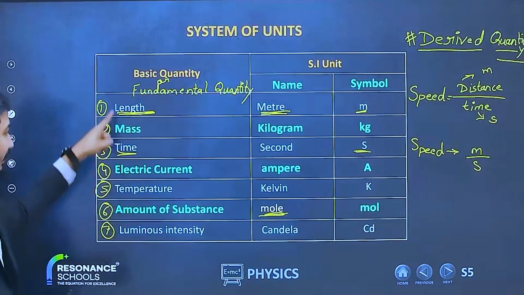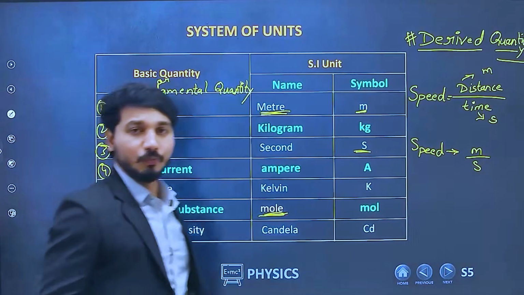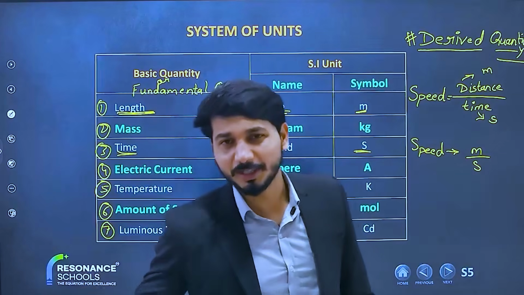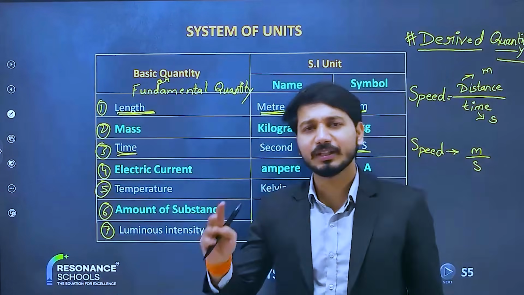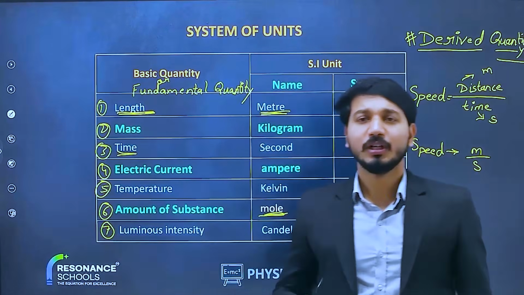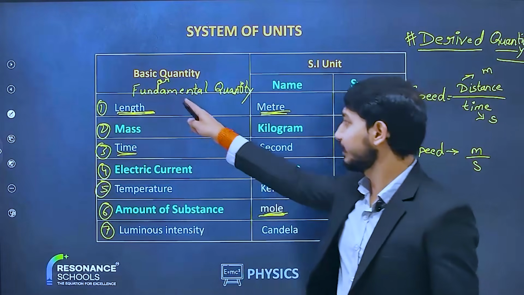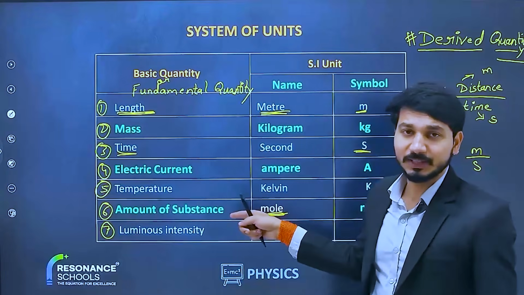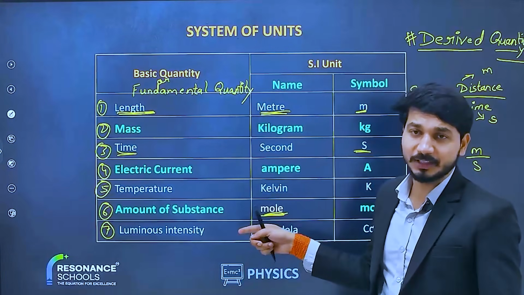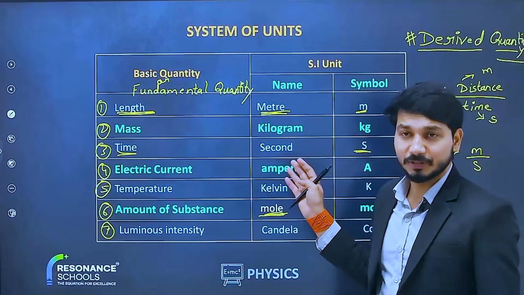Other than these 7, whatever you are observing in your surrounding, speed, velocity, force, acceleration, whatever you know, all those things come under derived quantities. These are the 7 fundamental quantities. Based on these 7 fundamental quantities, other quantities are derived, right?